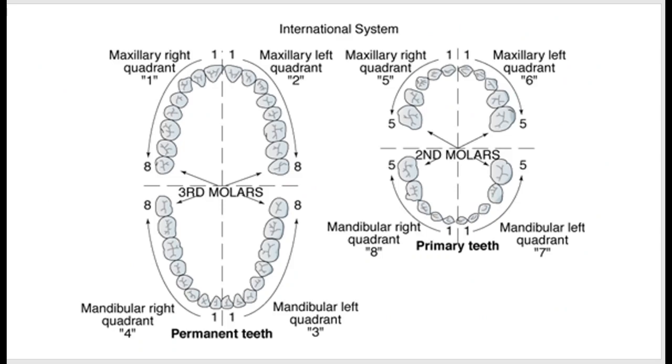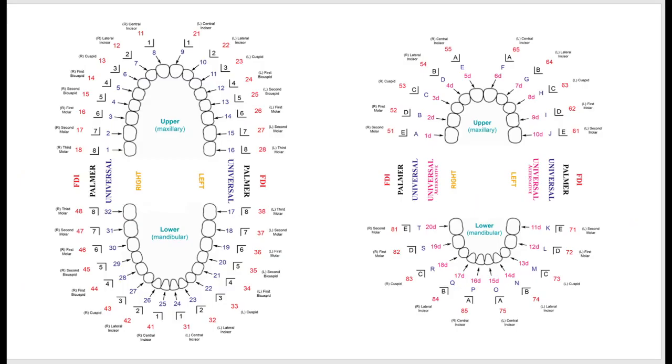I gave you more examples here, and this at the end also is a great tool for you to know all of these in one place. So universal, Palmer, and FDI, and the teeth names on all of them. This one, just don't worry about this, because this is just an extra thing. You don't have to worry about this line. But again, you have the universal, Palmer, and FDI for the primary teeth.